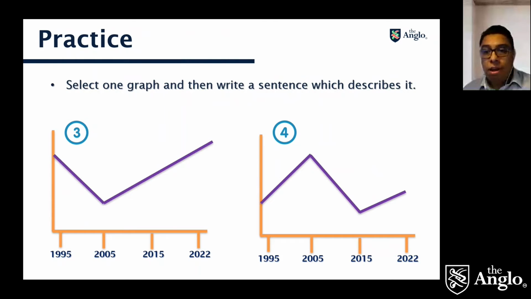Now, what I want you to do here is to select one of these two graphs, number 3 or number 4, and write a sentence that describes that one, okay? Select only one, 3 or 4, the one you prefer, and in the chat, give me a sentence that describes it. Take some time and write a sentence to describe graph number 3 or graph number 4, please.